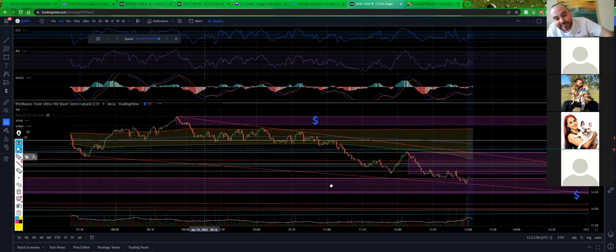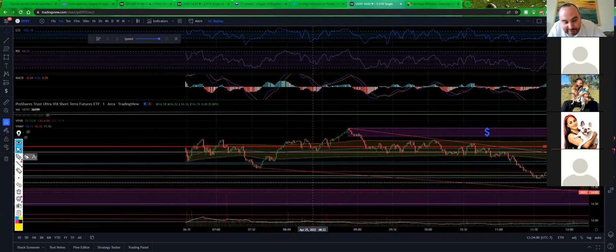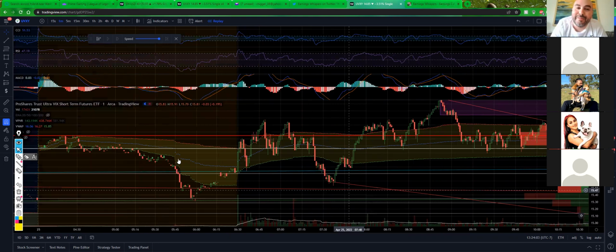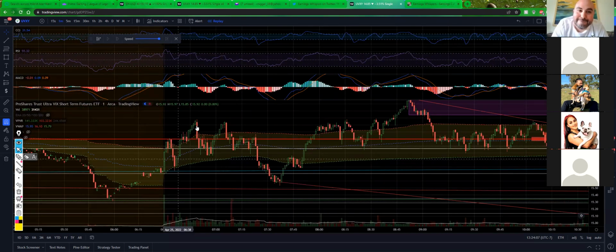Sometimes I can't alert because the move might be too fast. Even right here on UVXC, the play ran from 6:38 until about 9:48, and that was a 10-minute move, and that was a 25% gain right there. It's hard to alert it, but I did alert profit points.